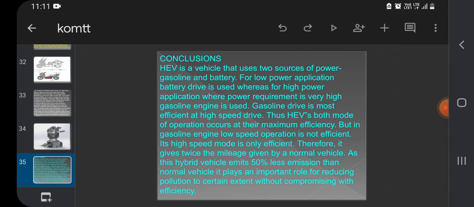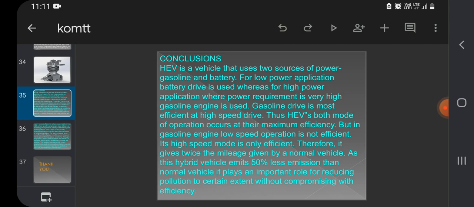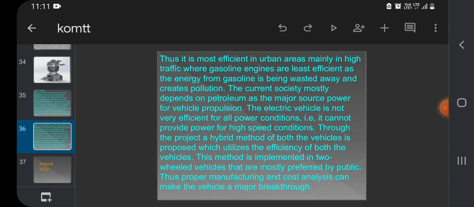Conclusions. It's most efficient in urban areas, mainly in high traffic where gasoline engines are least efficient, as the energy from gasoline is being wasted and creates pollution. Thus, currently, society mostly depends on petroleum as the major source for vehicle propulsion.